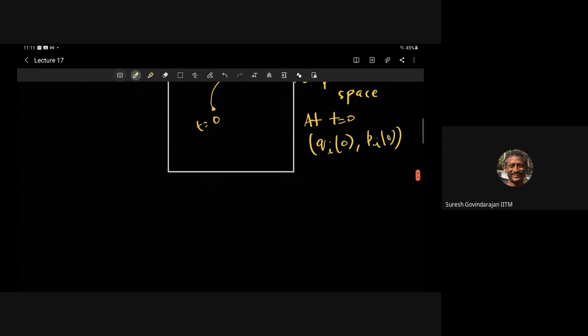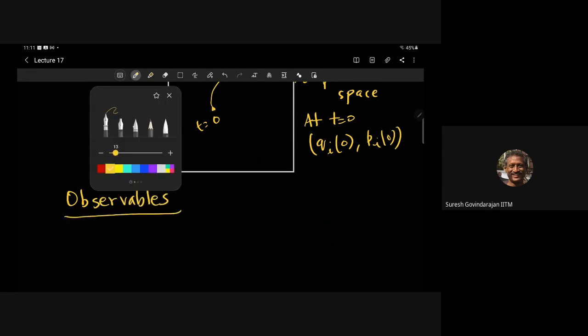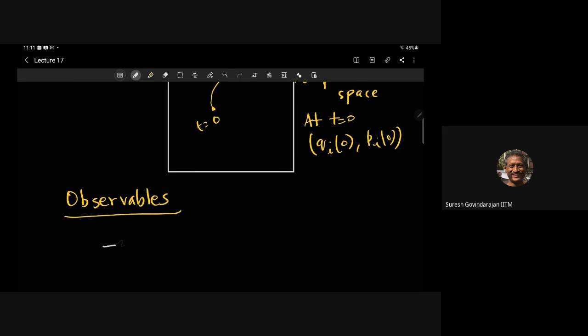Okay, so let's look at observables. We'll just define observables as a very simple thing: any function on phase space.